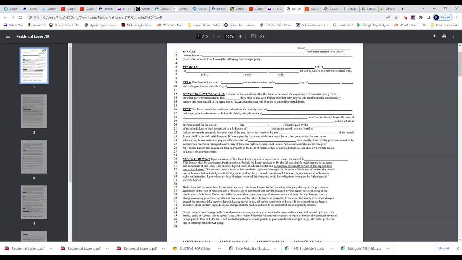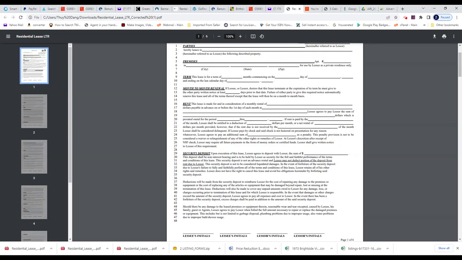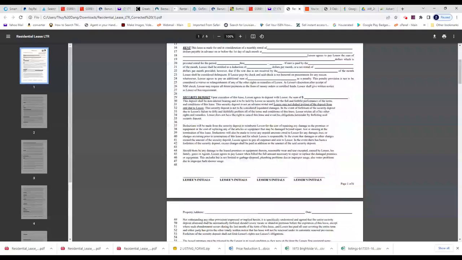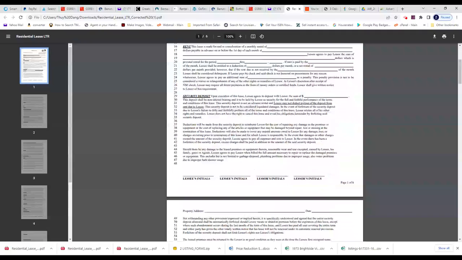The security deposit, be very clear with it. Only full security deposit, no partial security deposit goes here. Notice it says it's in a non-interest bearing account held by lessor, a security for performance of the terms and conditions of the lease. It is not for rent, not an advance rental, and the lessee may not deduct a portion of the rent for that security deposit. That's why the security deposit must be put in a non-interest bearing account.